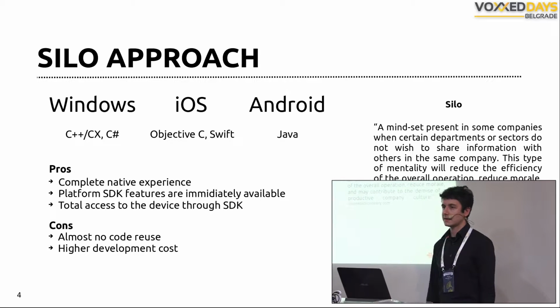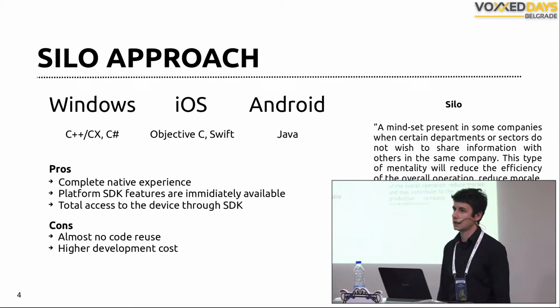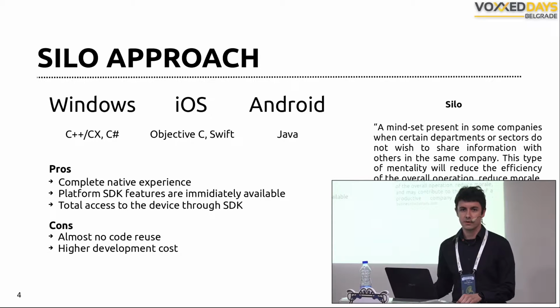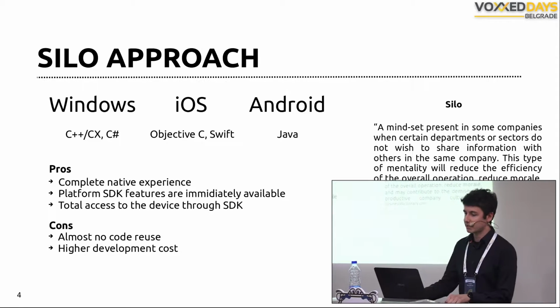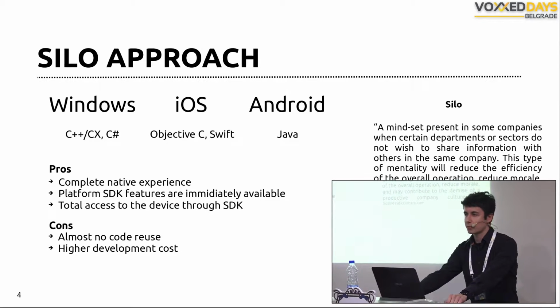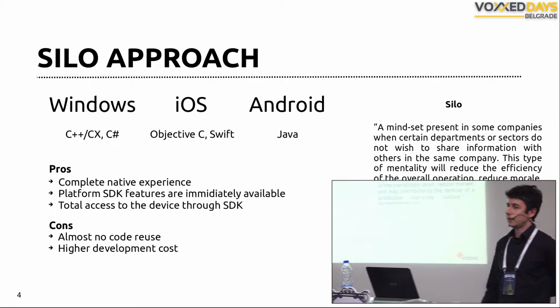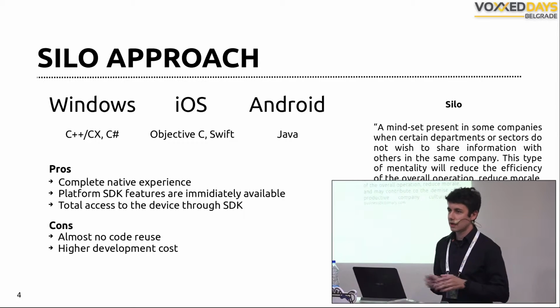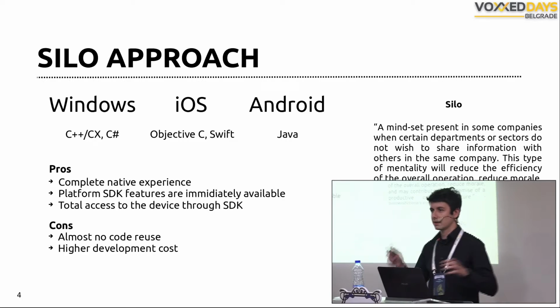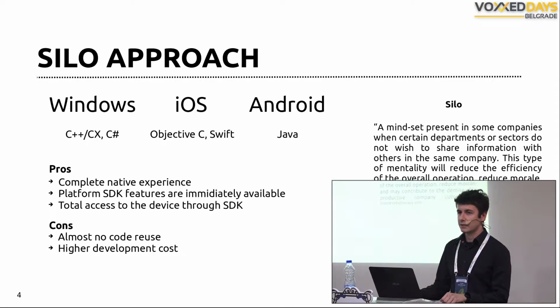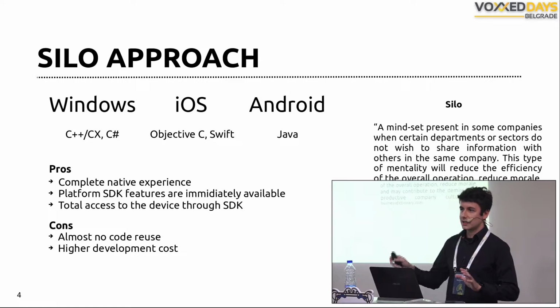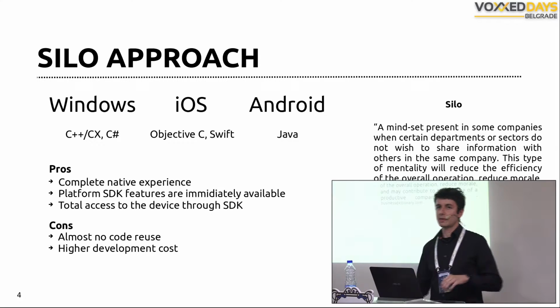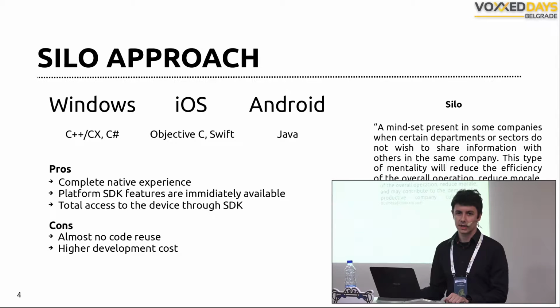So the first approach, which you can see in almost 90% of the companies that are developing mobile apps, is the silo approach. Basically, everybody is doing their own work separately. Nobody knows what the other party is doing, and the business logic is separated in two different places.